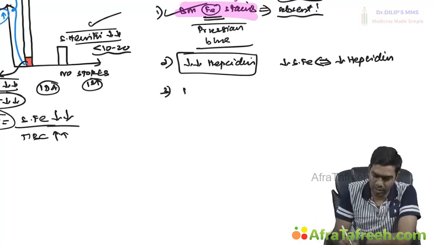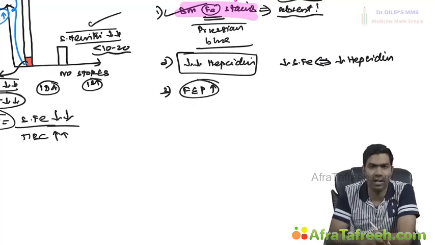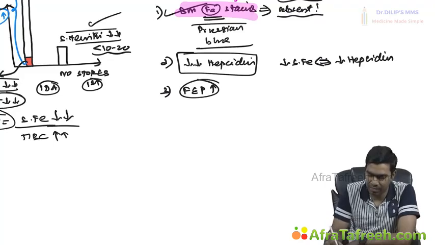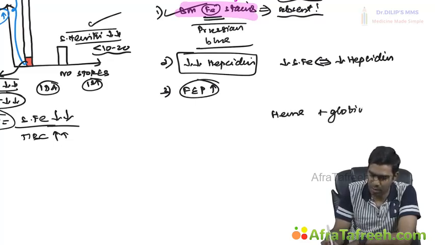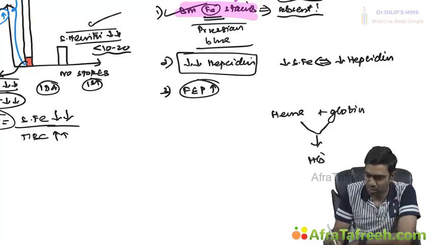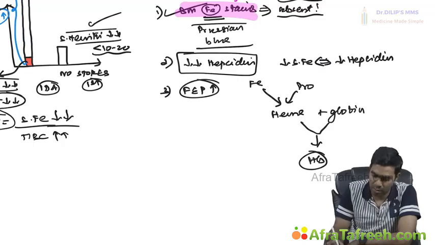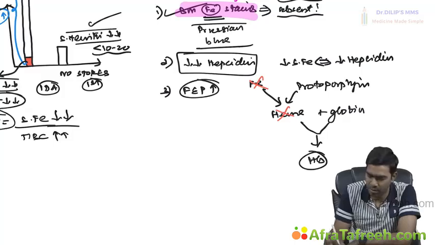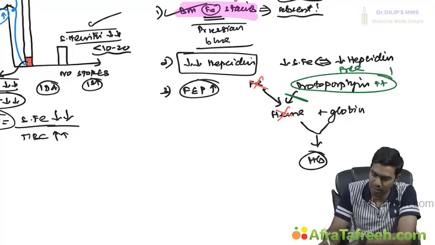And number 3, you can see the free erythrocyte protoporphyrin will be increased. That is because you have heme and you have something called globin to form the hemoglobin. You know very well, to produce heme you need 2 more essential components, that is iron and protoporphyrin. Here iron is not available, so heme synthesis cannot happen, but the protoporphyrin synthesis still happens, which means the free protoporphyrin levels will be high.